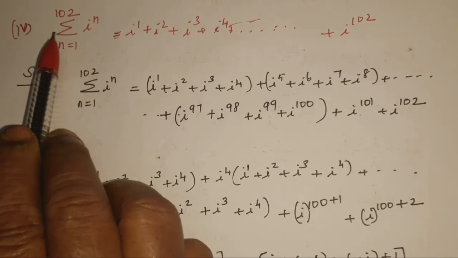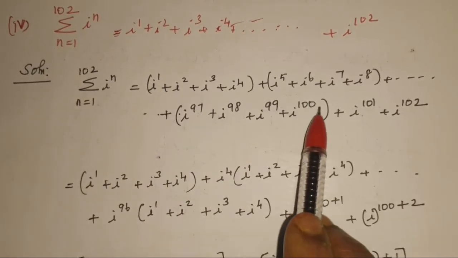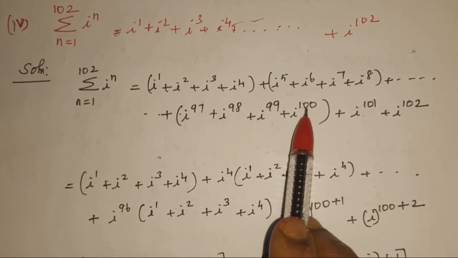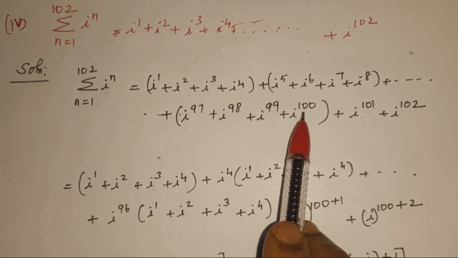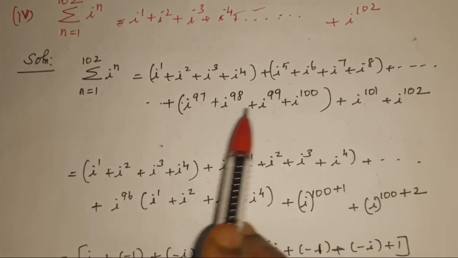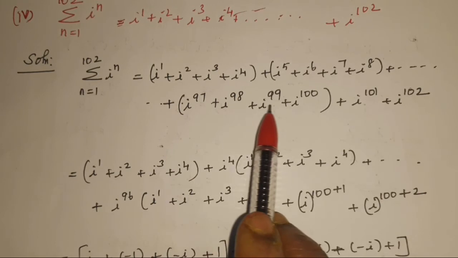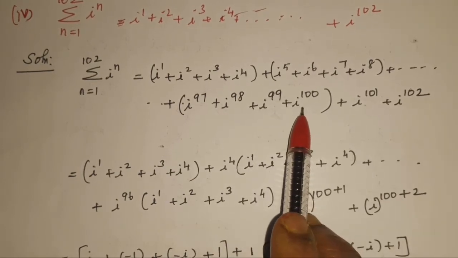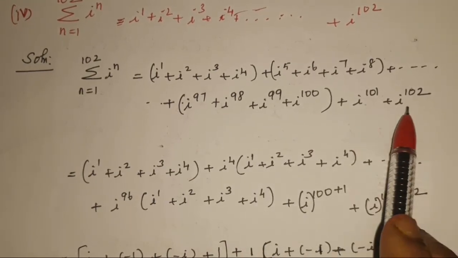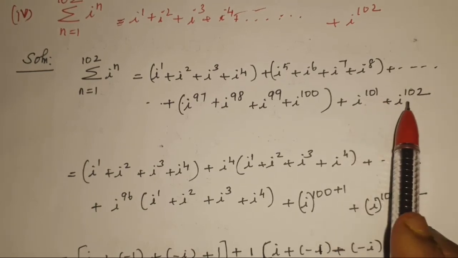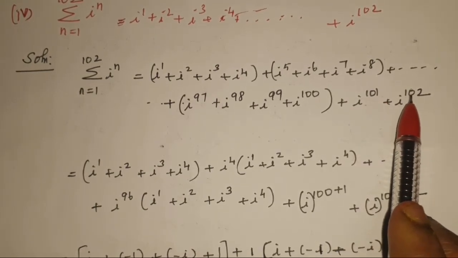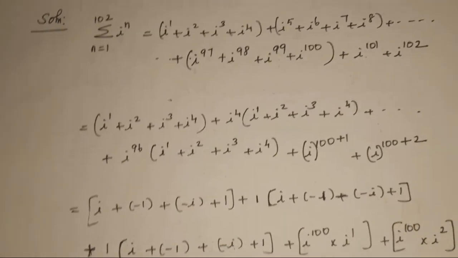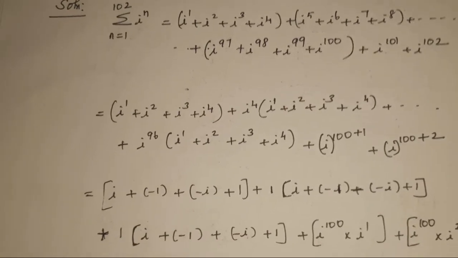The last value is 102. So we know that up to 100 is divisible by 4. 25 into 4 is 100. Therefore 100 is divisible by 4. So i power 97, i power 98, i power 99, i power 100 we take. What are the remaining values? I power 101, i power 102. See this question, this is an important 2 mark question.